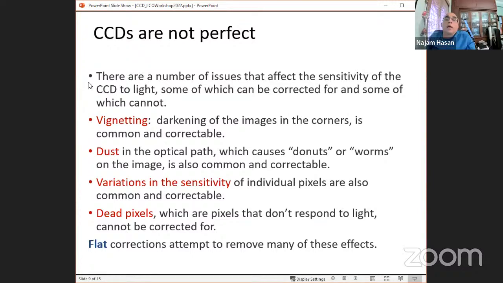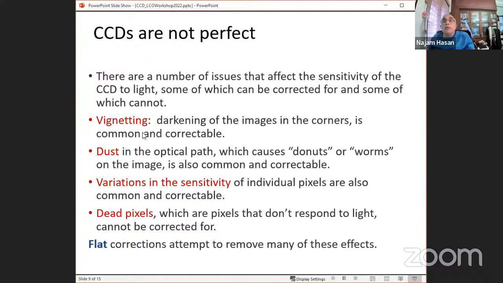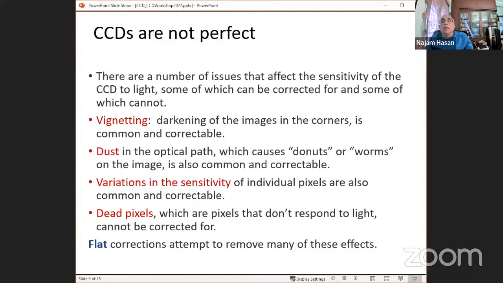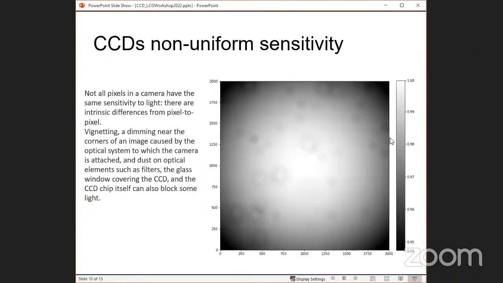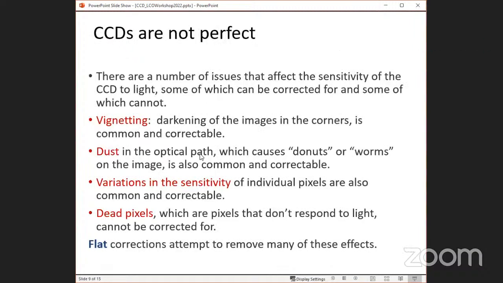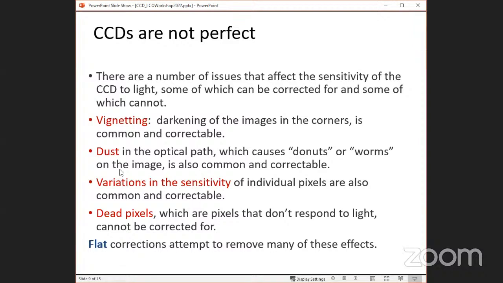There are a number of issues, some of which can be corrected. One of these is vignetting, which is the darkening of the image in the corners, a common thing which you see in this image. The edges are darker. This is vignetting, which is common and can be corrected.